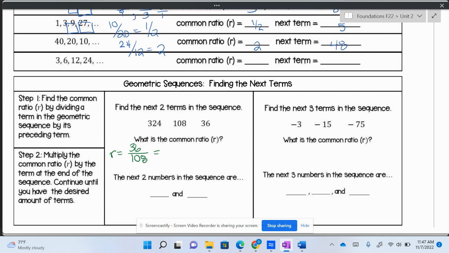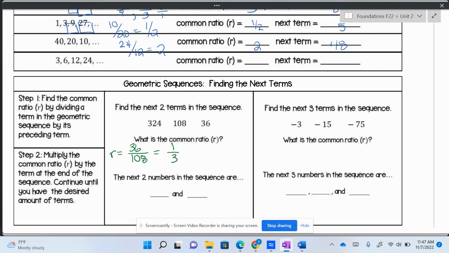So I got like 0.3 repeating. Can you turn that into a fraction for me? How do I do that? Hit the math button, and then it'll say, hey, you want a fraction? And you say, yes. Enter, enter. 1/3. There you go. So my common ratio is 1/3.